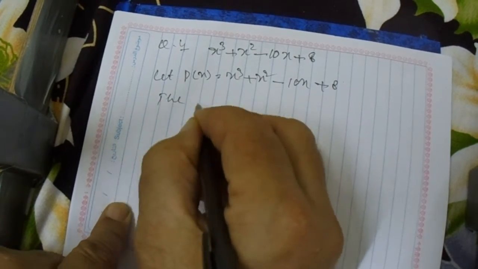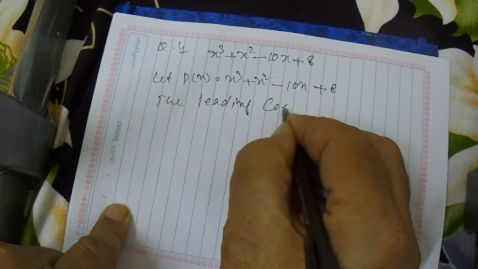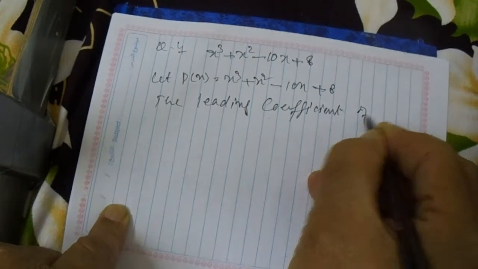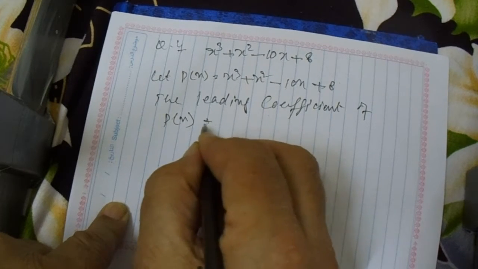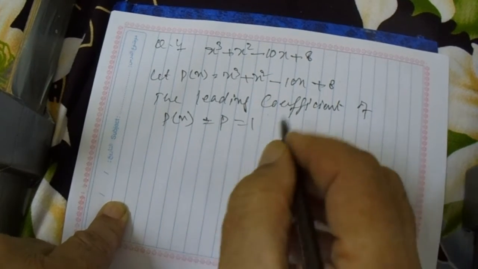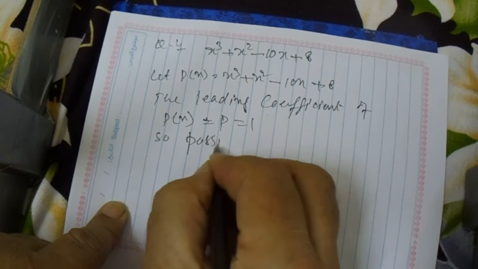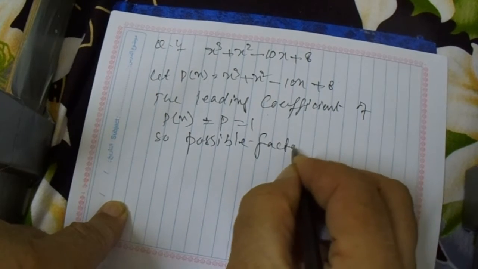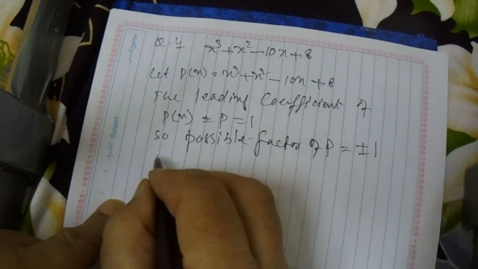The leading coefficient of P(x), Q, is equal to 1. So the possible factors of Q are ±1.